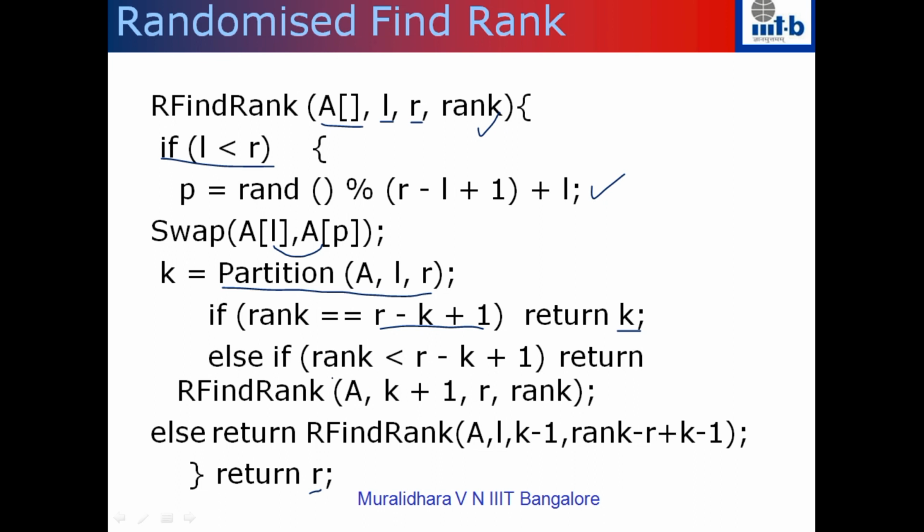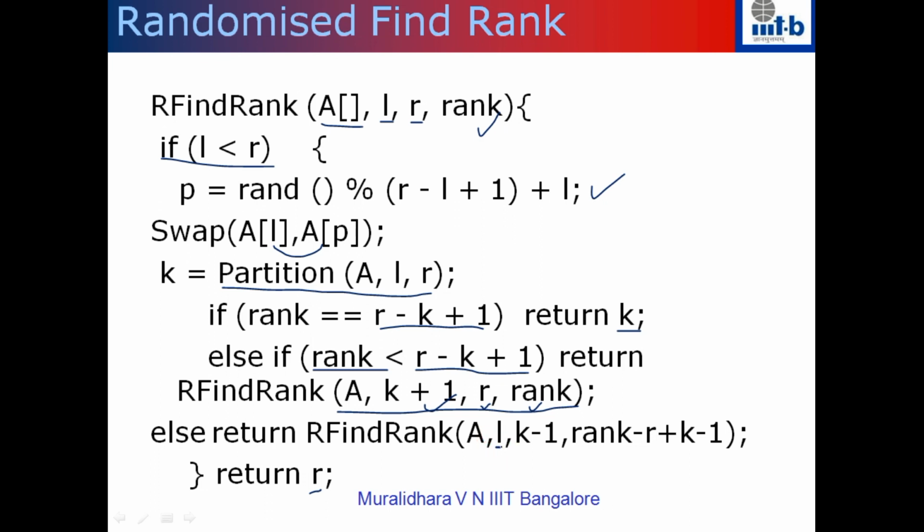If the rank that we are looking for is smaller than the rank of the pivot, which is r minus k plus 1, then we go to the right hand side, because I am looking for a number whose rank is smaller. All such numbers whose ranks are smaller than the pivot are on the right hand side. So from k plus 1 to r, I find an element whose rank is r. If this is not the case, then the rank is greater than r minus k plus 1, which is the rank of the pivot. In that case, I go to the left hand side.